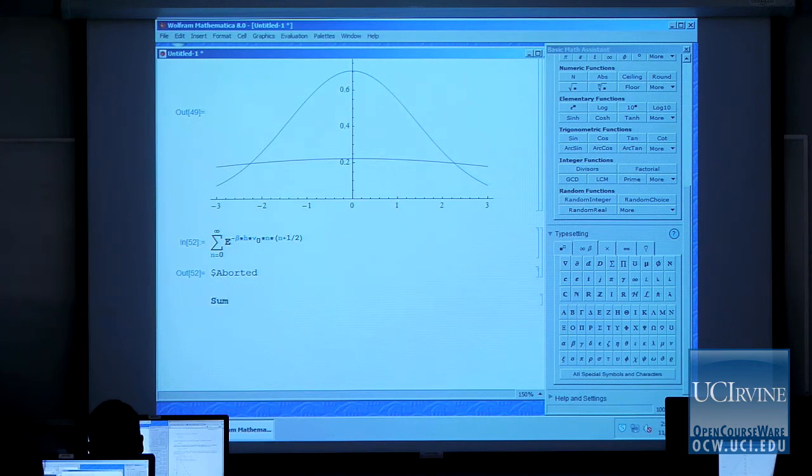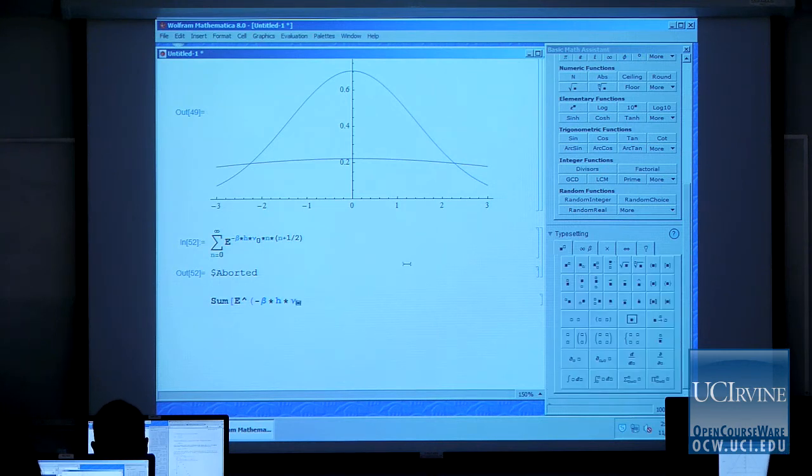Here we go. All right. E minus beta times H times nu. Yeah, there's something wrong there, but I don't want to waste your time debugging it, so let's just try it a little more straightforward way here. Times n, times n plus a half.